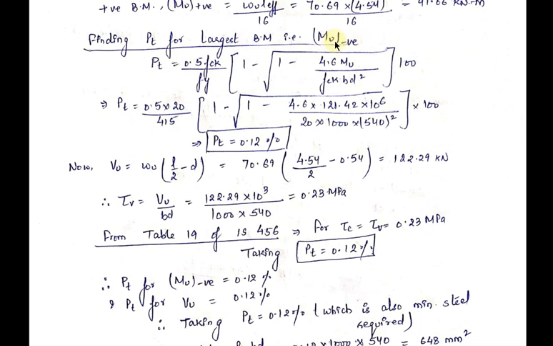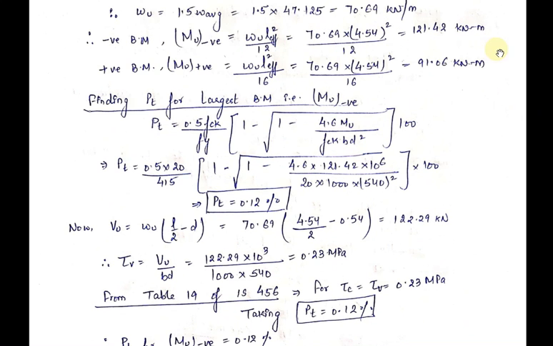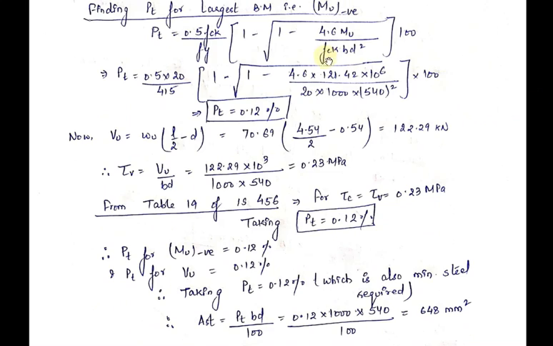Now we will find out the area of steel for Mu negative. Two kinds of bending moments are being produced in the strip. First is the negative bending moment, which is at the supports, and the other is the positive bending moment, which is in between the span. So we will provide reinforcement for both the negative and the positive bending moment. First we will provide reinforcement for Mu negative. Following the same procedure, first we will find the value of PT by this formula. It will come out to be 0.12 percent.